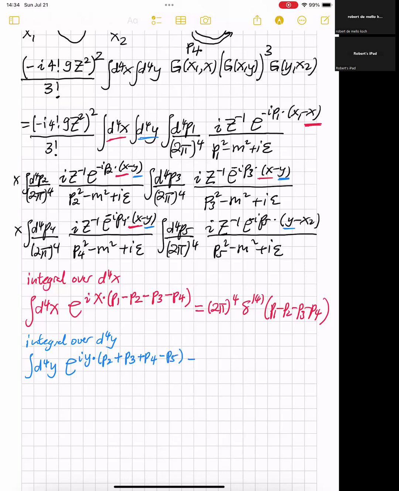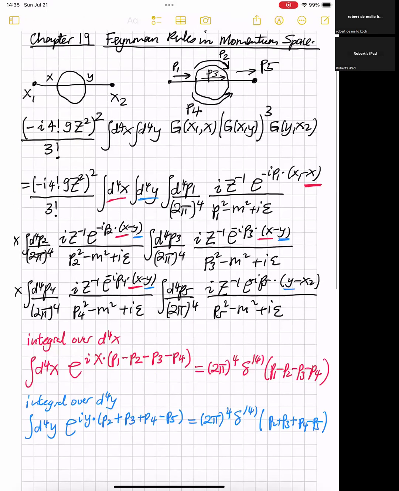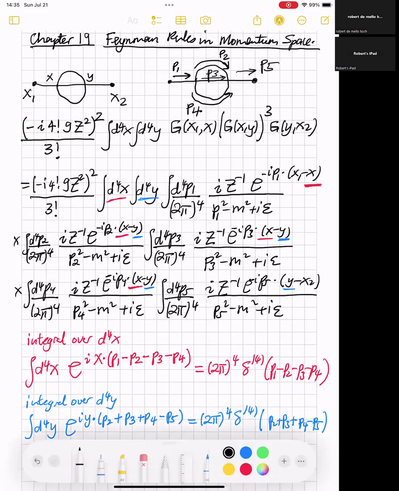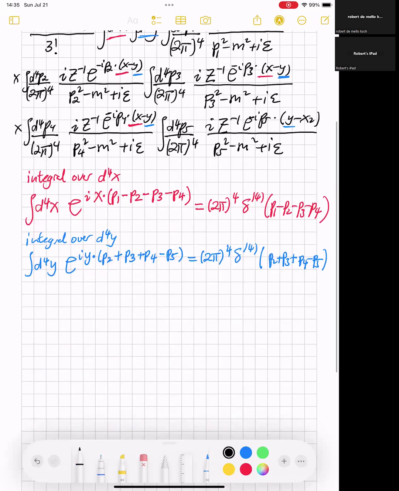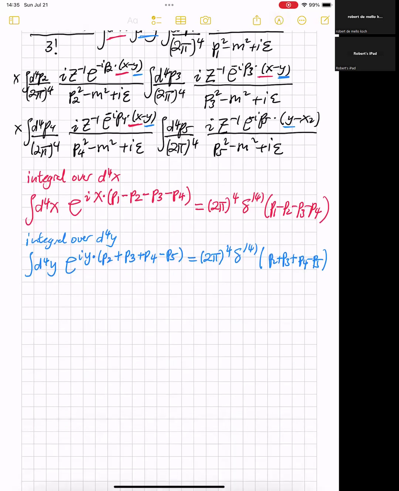And then you use the same identity to get 2 pi to the power of 4 delta to the 4 of P2 plus P3 plus P4 minus P5. Good. Okay, let's interpret these delta functions. Actually, let me draw this Feynman diagram a little larger at the bottom here. That'll help us to interpret it. So here we are, and there we are. Good. So there's our Feynman diagram.